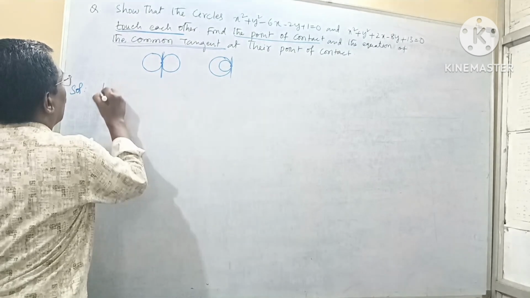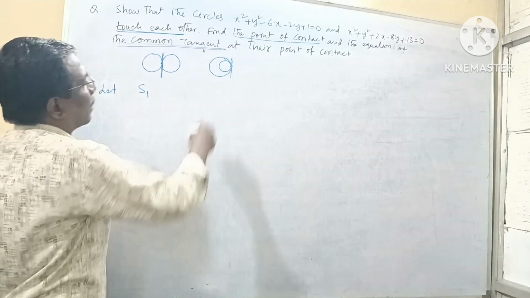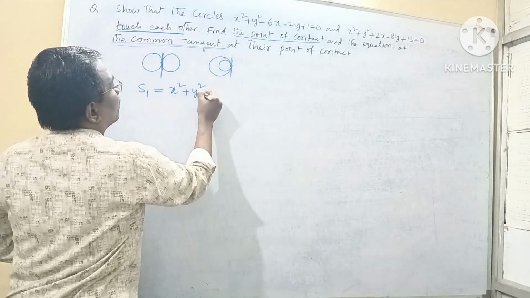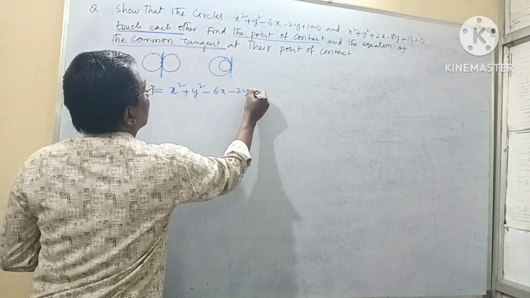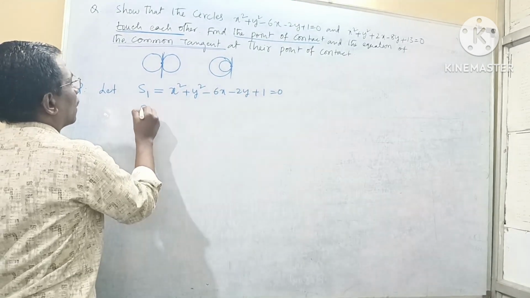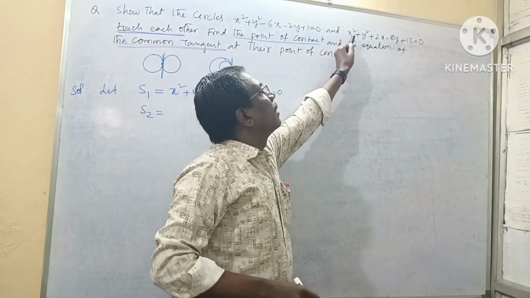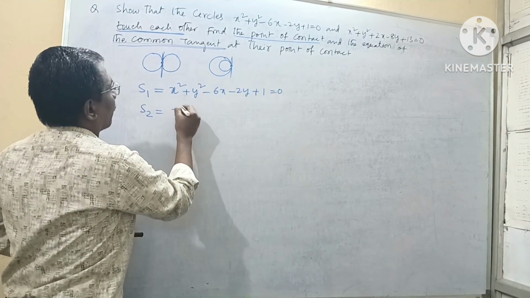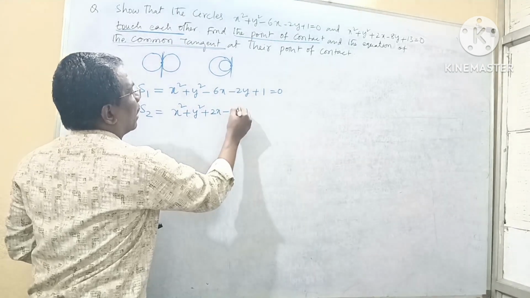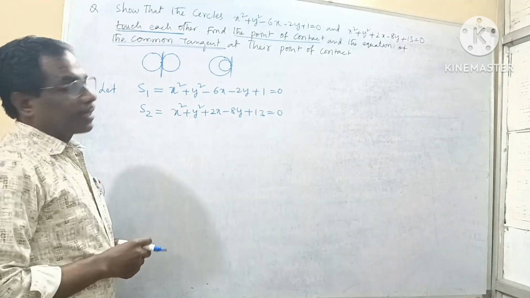Solution. Let the first circle be S1. The first circle is given by x square plus y square minus 6x minus 2y plus 1 equals 0. That is S1. S2 is the second circle: x square plus y square plus 2x minus 8y plus 13 equals 0 is the equation of the second circle.